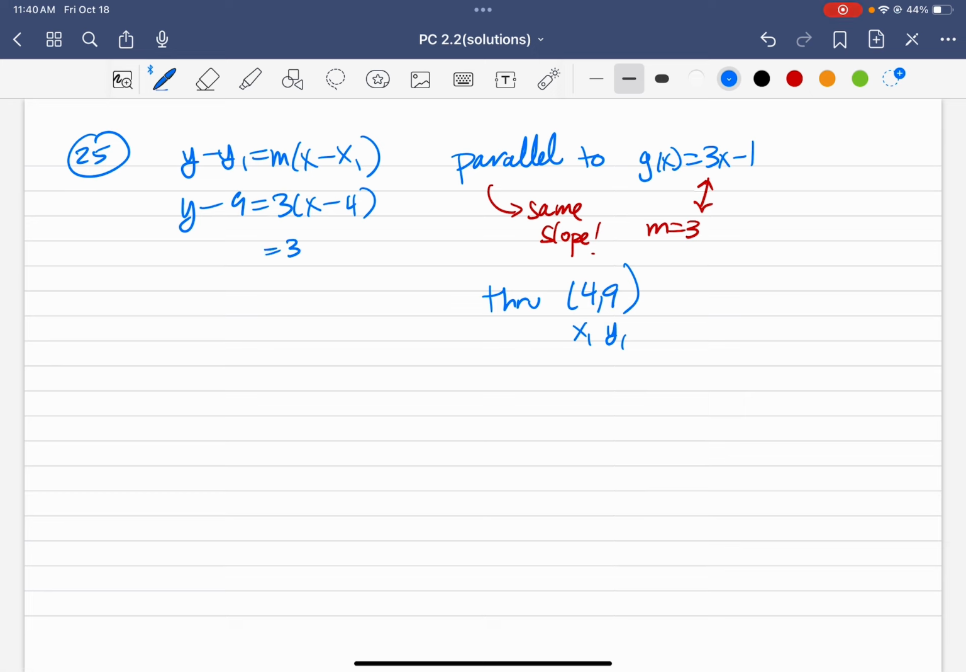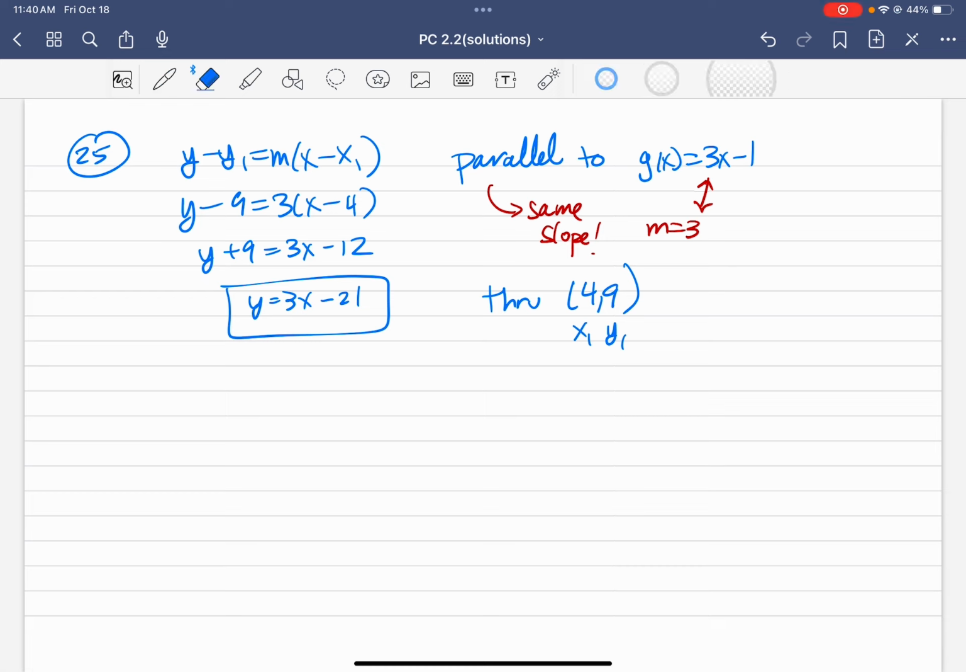If I want it to be nicer, I could distribute and then add my 9. Subtract my 9. It's going to be minus 21. Okay. So just to double check. Oh, what did I do? Oh, I screwed that up. This should have been minus 9. Let me be careful. So now when I add 9, it's minus 3. Okay, sorry. Cool. So that's 25.